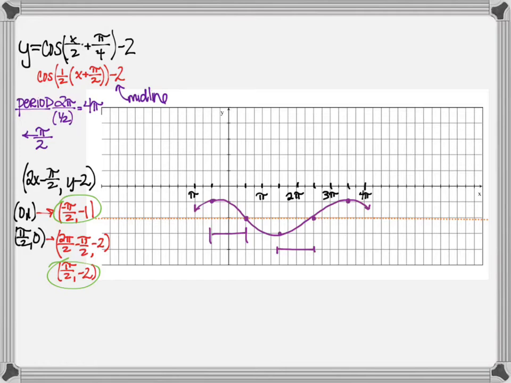There's one more in the packet for you to try out. You can compare to my answer key, but I'm not going to make another video. And again, come up with a graphing method that works for you. Sit down with me if you need help, and we'll be practicing more graphing in class.